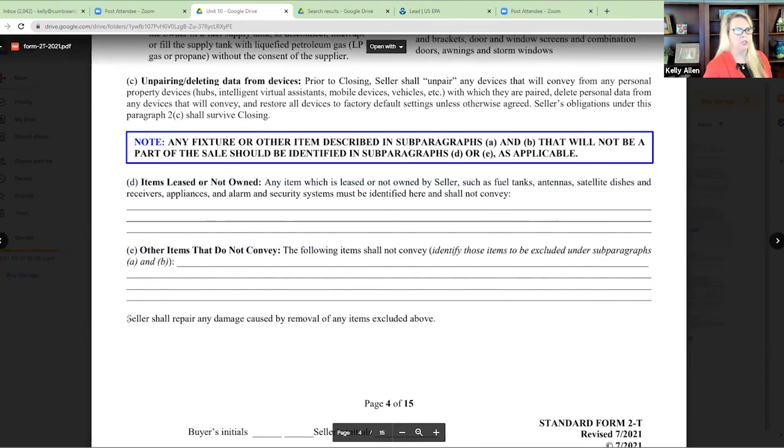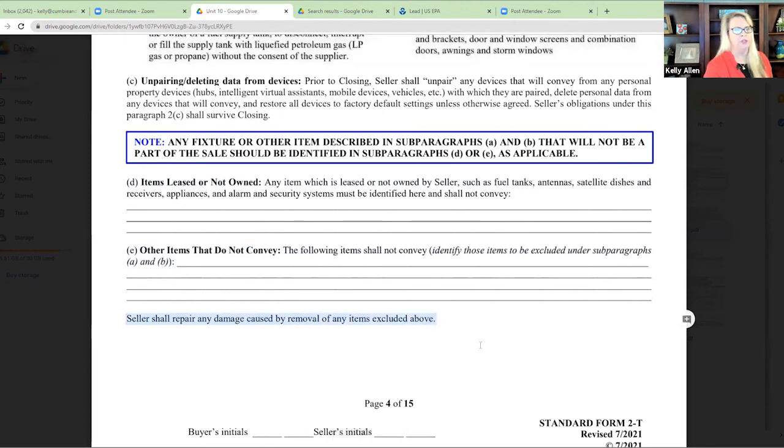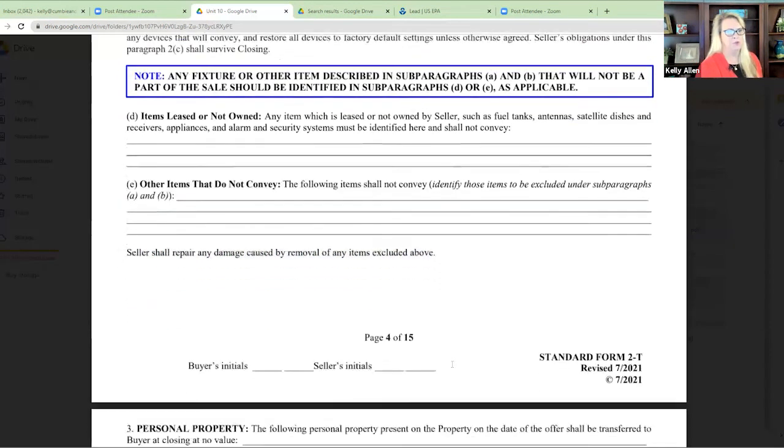And then it says here, which I love, seller shall repair any damage caused by removal of any items excluded above. So for instance, if the seller wants to take the TV mounting brackets, those are supposed to transfer with the property. But if they want to take the brackets with them, that's going to leave a lot of damage to the drywall. So the seller is responsible for fixing that just like new.